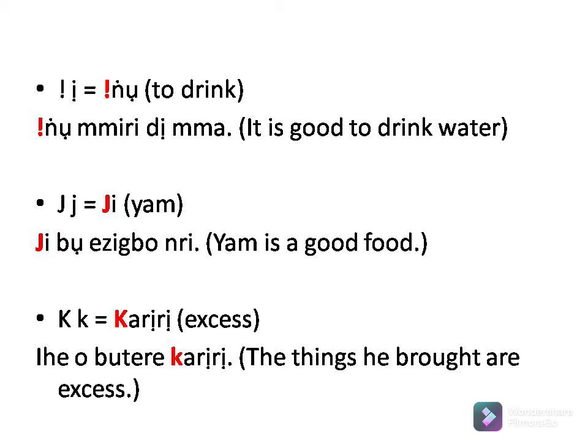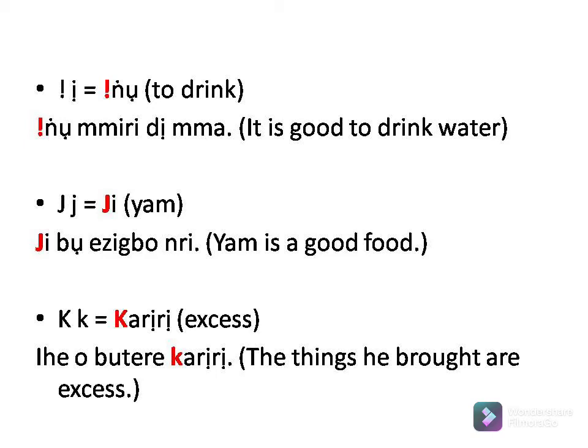A, and we can find it in a word like engo. That is the verb to drink, engo. And in a sentence, you have engo mmiri dị mma. Engo mmiri dị mma, which means it is good to drink water.